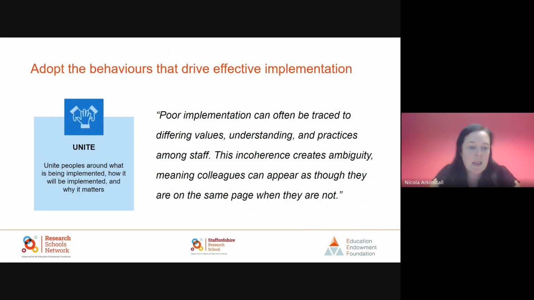So we'll move on to the second behaviour then. This is about uniting colleagues. And again, I'll just give you a minute to read that quote on this slide.